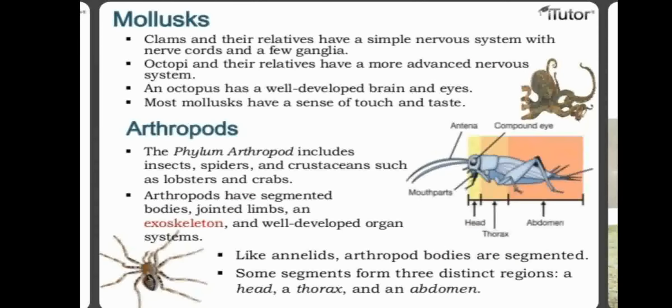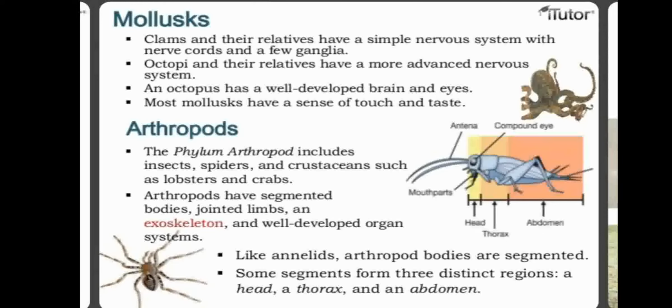Next phylum is phylum Arthropoda. So students, in this phylum, insects, spiders, crustaceans such as lobsters and crabs, all these are included in phylum Arthropoda. These are the examples. Arthropoda have segmented bodies, jointed limbs and an exoskeleton.